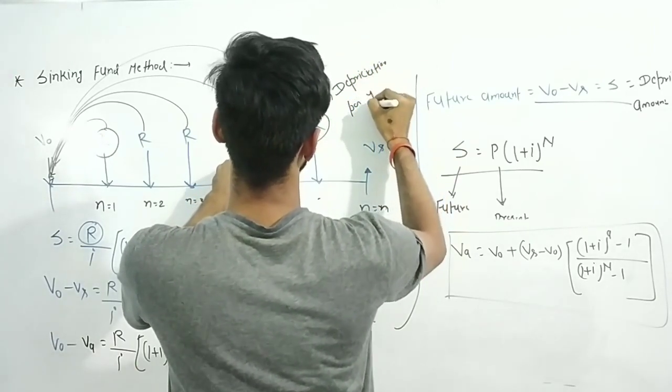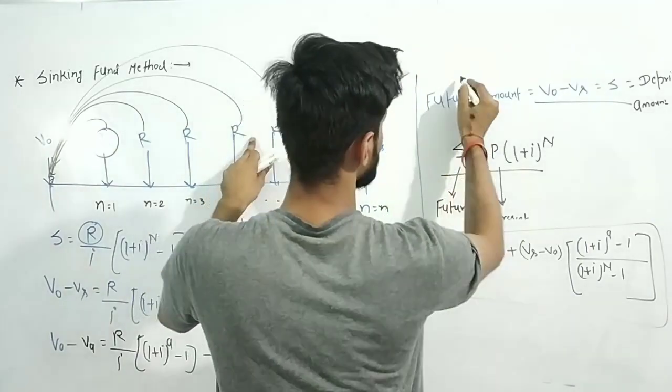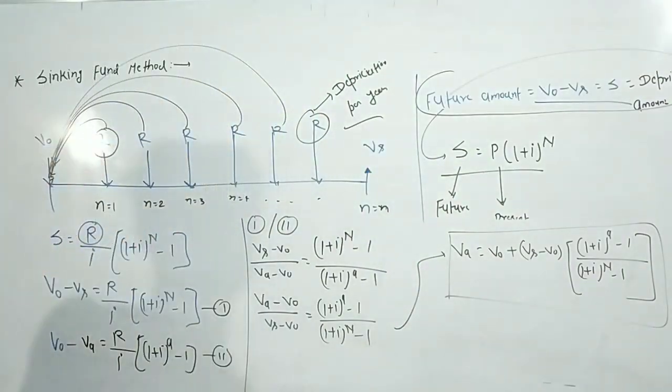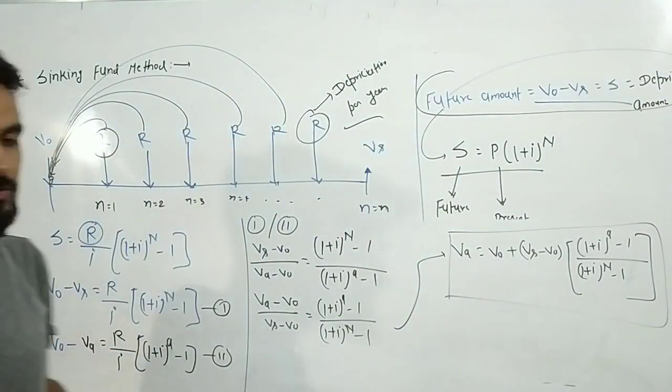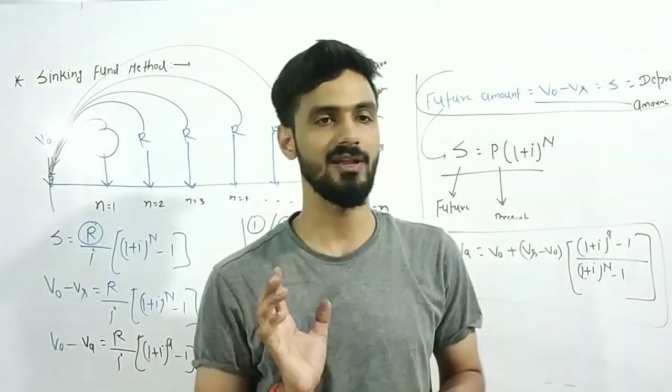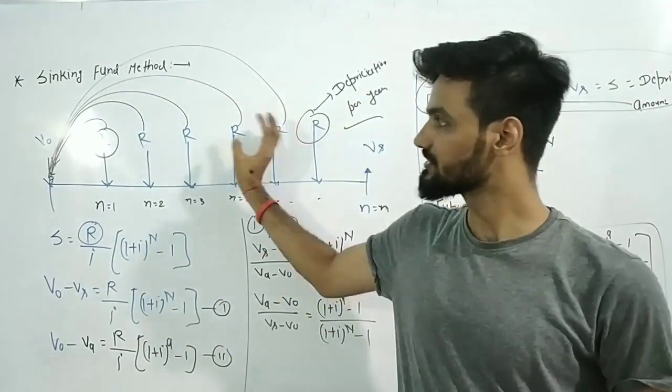Depreciation per year, and it is a future amount. From there I have calculated this formula, this derivation. So the derivation part was very simple. Here what you have to remember is the formula of future value, present value, and how this annuity concept is working here.